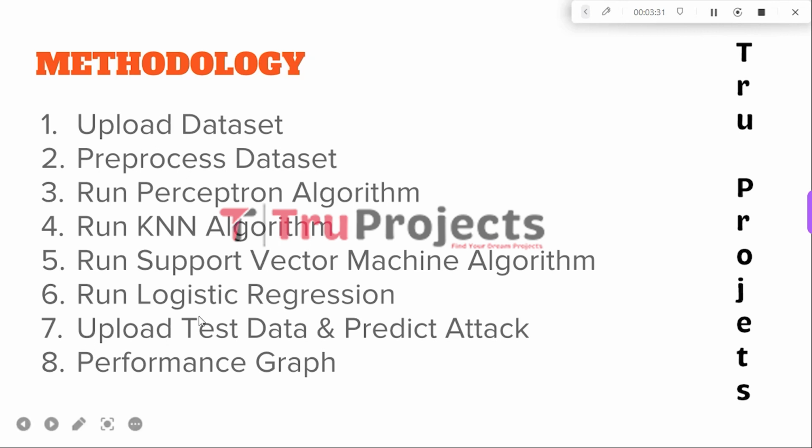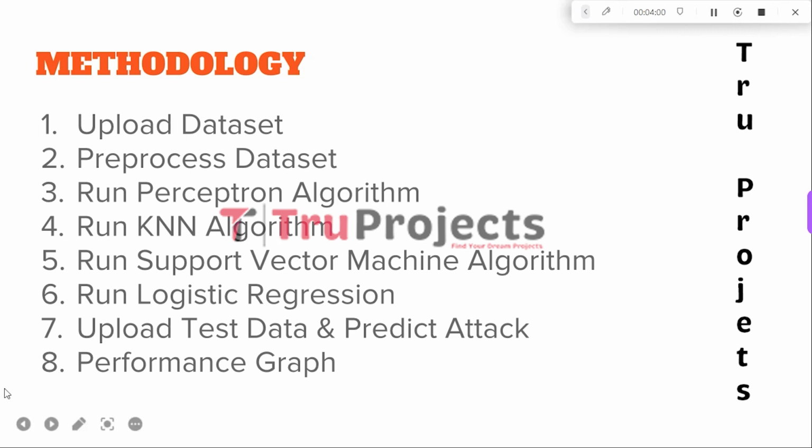And the sixth module is Run Logistic Regression. In this module, it involves running the logistic regression algorithm on the pre-processed dataset. Logistic regression is a binary classification algorithm that models the probability of a data point belonging to a particular class. It estimates the parameters of a logistic function to make predictions. The algorithm is trained on the training dataset and used to predict the classes of the testing dataset.